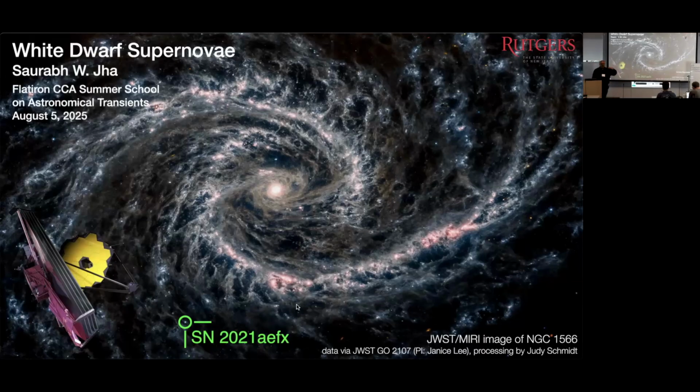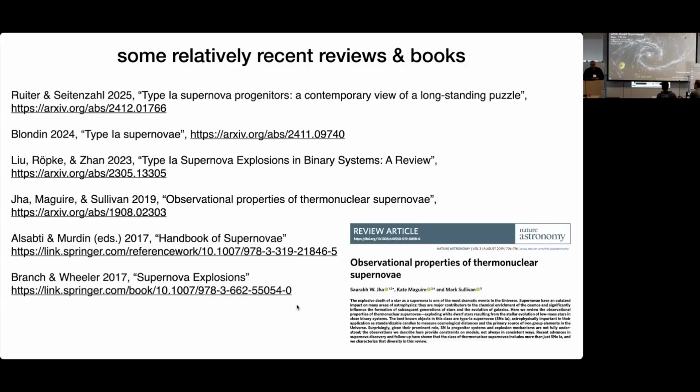So I'm going to try and go on a little journey in the talk today. I tried to structure it, but it is somewhat unstructured. We're going to end with what JWST has been teaching us about white dwarf supernovae, and I'm going to focus the talk on the progenitors and explosions of white dwarf supernovae. But I'm going to start a little bit with cosmology.